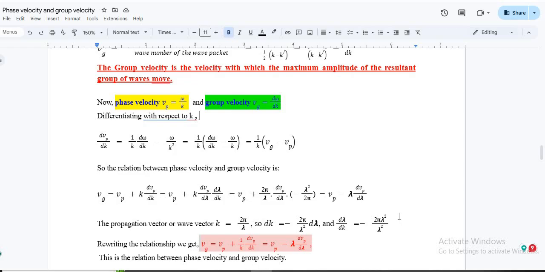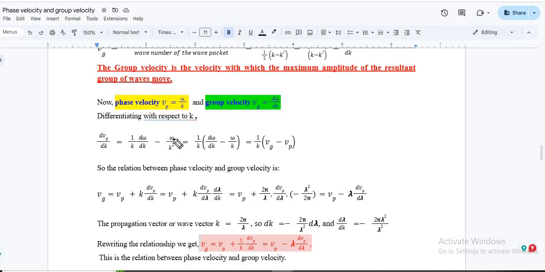Now we need to find a relation between phase velocity and group velocity. We know that Vp is equal to omega by k, so we are differentiating Vp with respect to k. Now when you differentiate with respect to k, what have you got? dVp by dk. Omega and k are both variable with respect to k. In the first case I consider k as constant, so 1 by k is taken as constant, and we differentiate over omega. So d omega dk, minus.